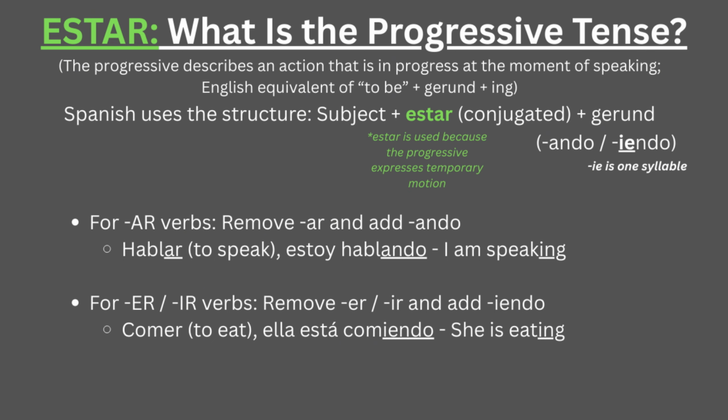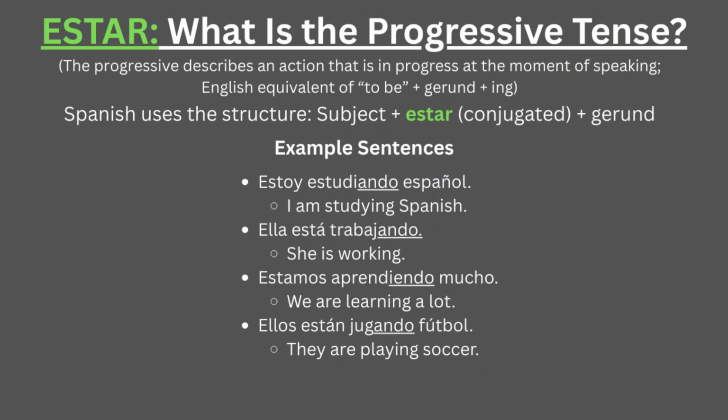Estoy hablando. I am speaking. Ella está comiendo. She is eating. As such, we can use the progressive tense with all pronouns, because it is practical in Spanish speech. Estoy estudiando español. Ella está trabajando. Estamos aprendiendo mucho. Ellos están jugando fútbol.